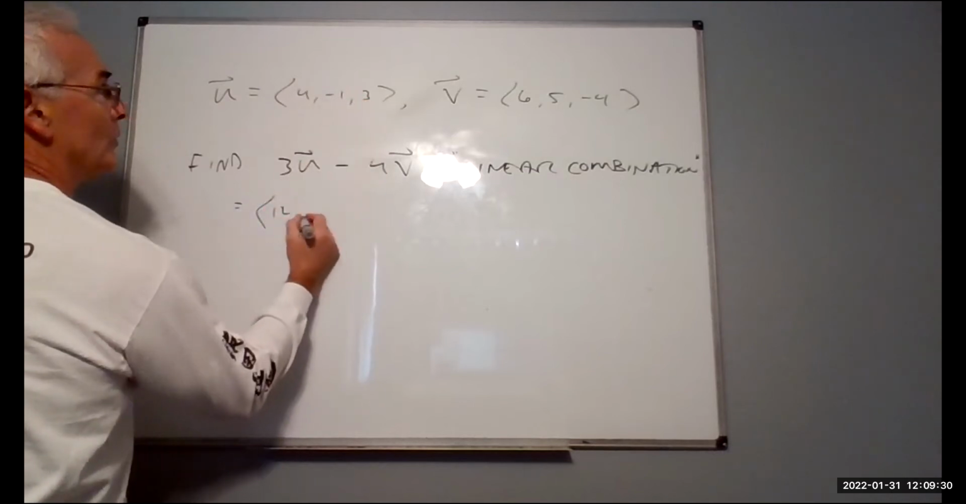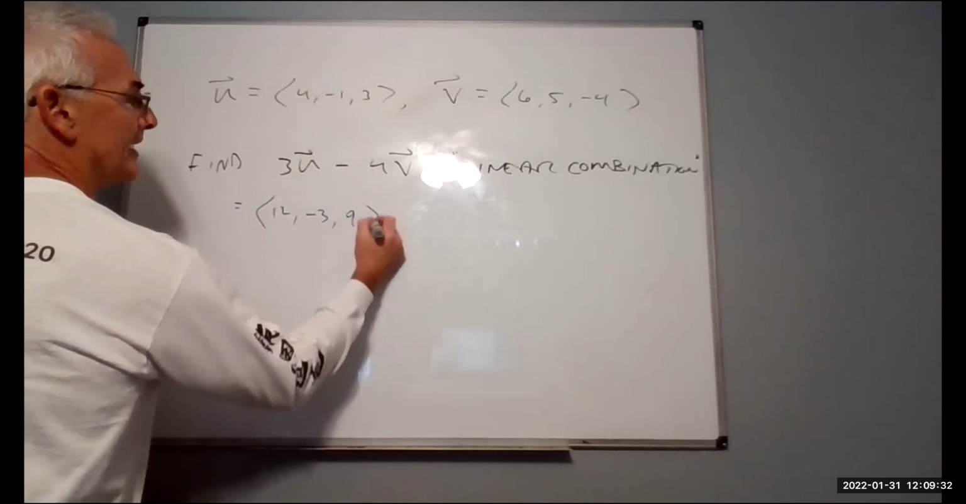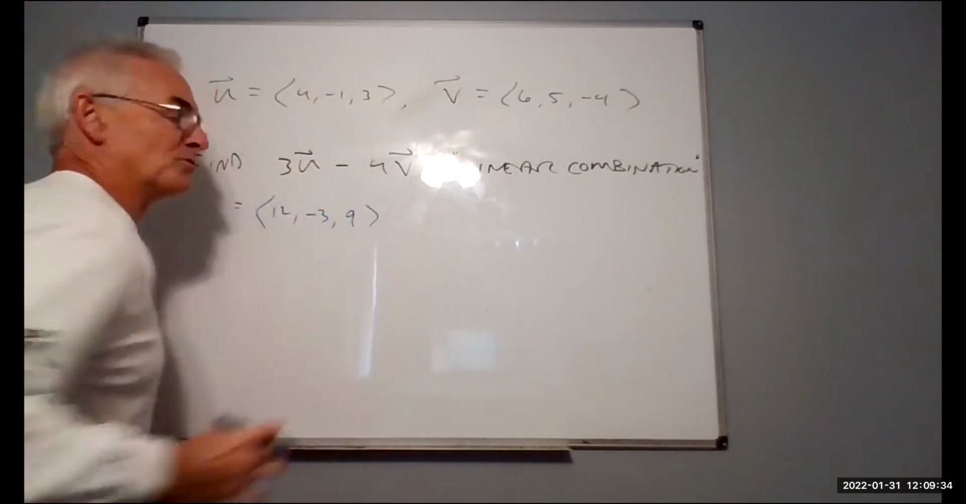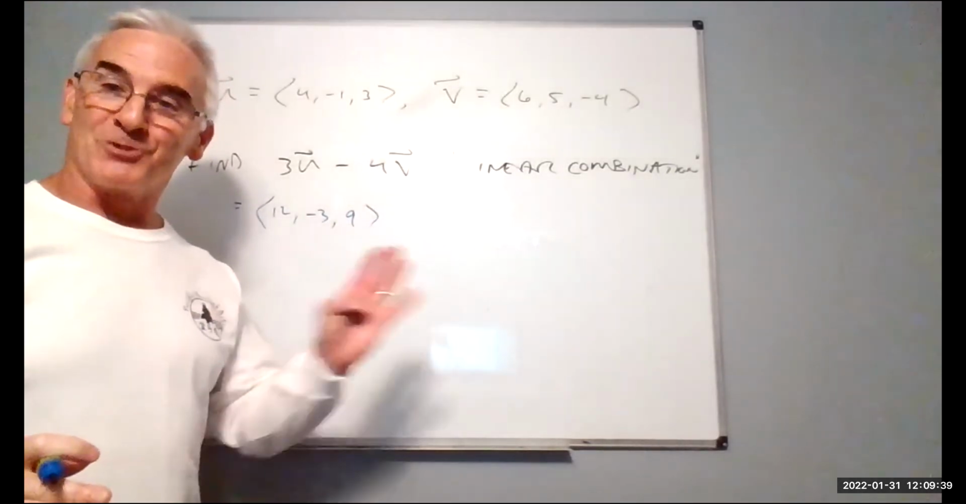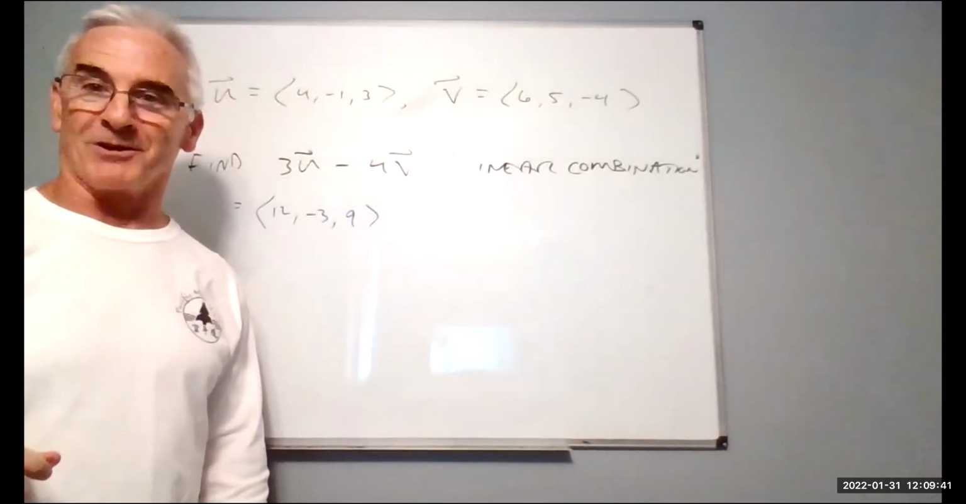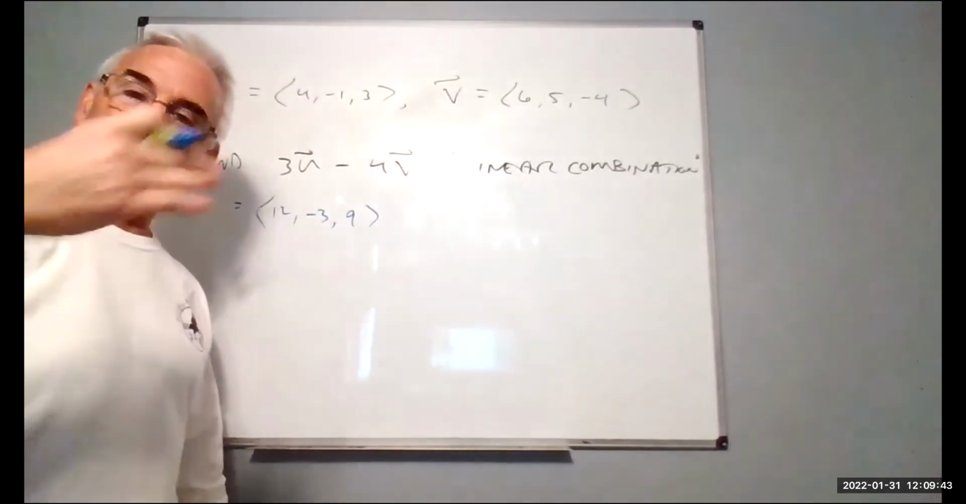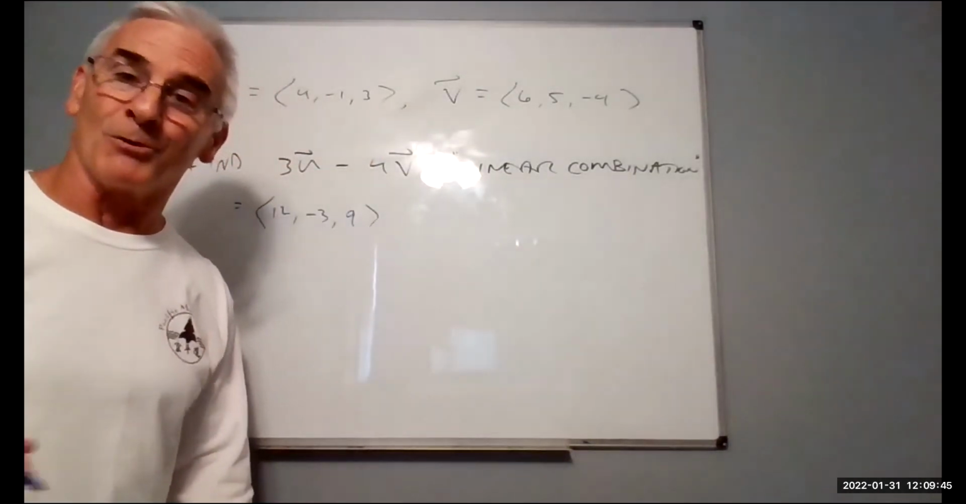So that would be 12, -3, 9. And do not subtract 4 times vector v. I guarantee you, if you subtract 4 times vector v, 2 of your 3 numbers will be wrong. They're always wrong. You never want to do distributing with negatives because you mess it up. No, add.